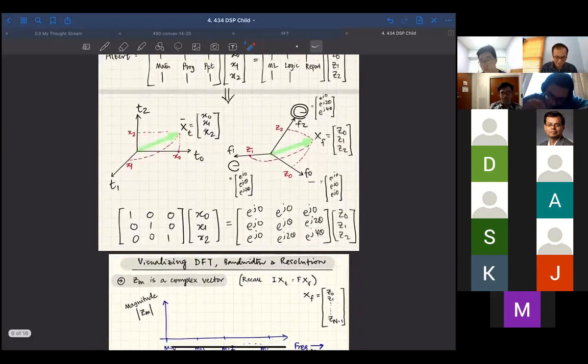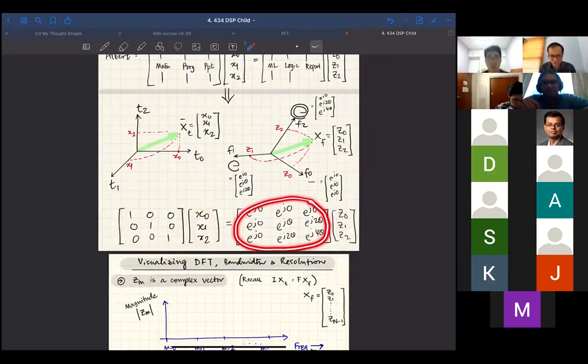Good. So then we can write the time domain representation as time basis times x0, x1, x2 is Fourier domain basis times the Fourier transform, where the Fourier transform is Z0, Z1, Z2. This is basically what we talked about last class. This is the overview. Questions?